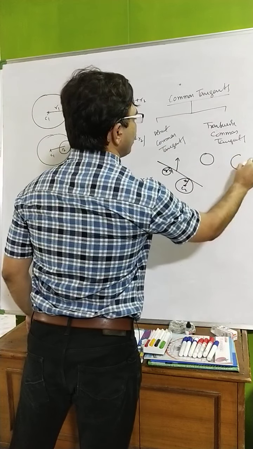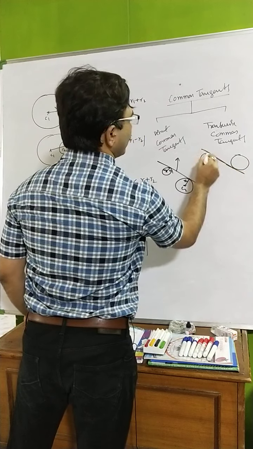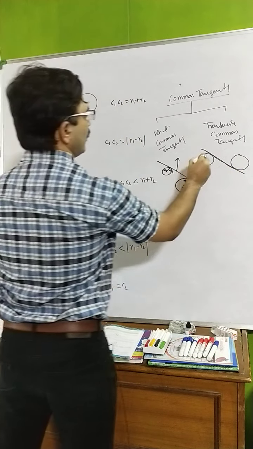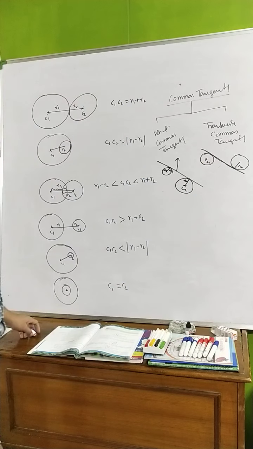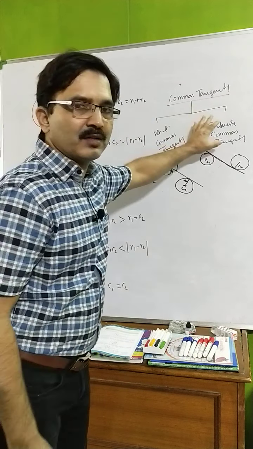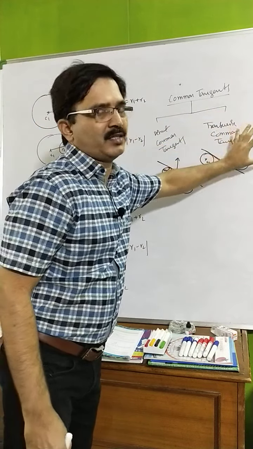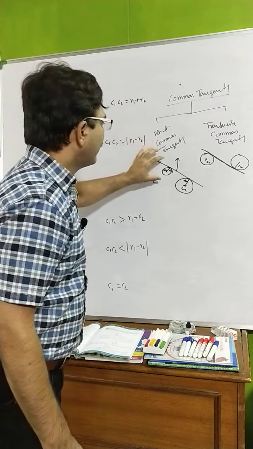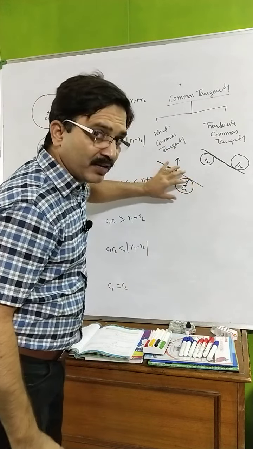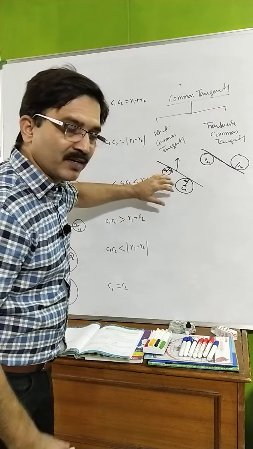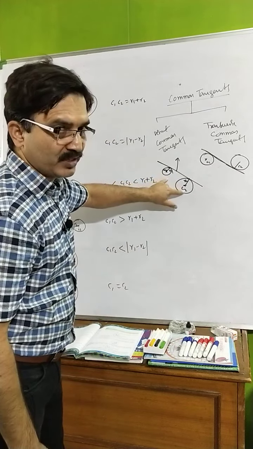Now come down to the transverse common tangent. Transverse common tangent means two circles are going to touch the line on either side. Let us say that this one is C1, this one is C2. Okay, how many types of common tangents are there? Two types. One is direct, another one is transverse common tangent. Direct common tangent means the two circles lie on the same side of the line and they are going to touch the line, as shown in the diagram.